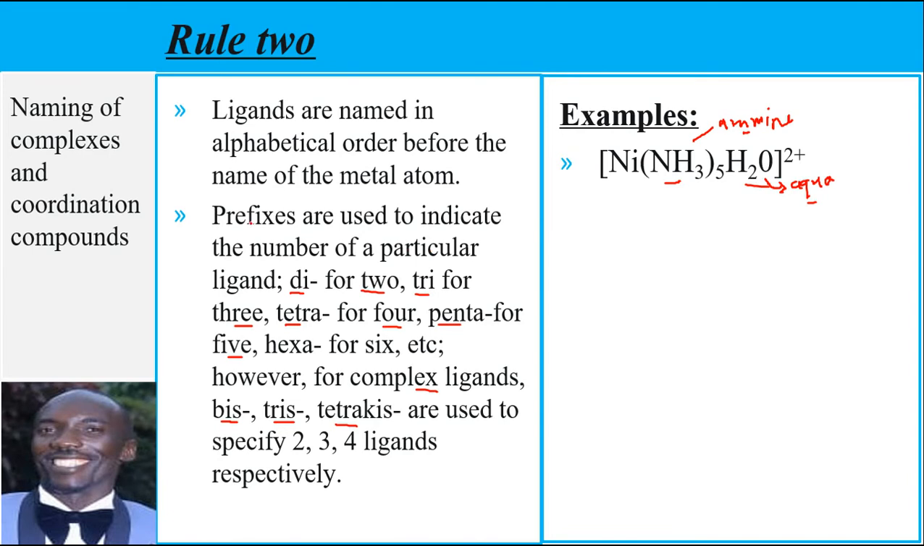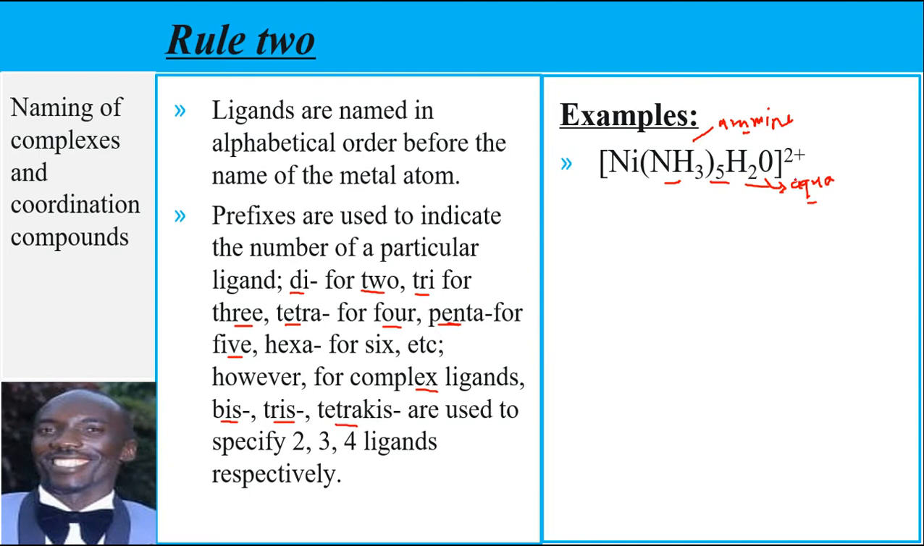Then we got the second bullet. Prefixes are used to indicate the number of particular ligands. So here we have our ammonia, or what we call amine in this case. Now we need to indicate the number of those ligands, the number of amine ligands. How many are they? There are 5. And we say that if there are 5, we use the word penta. Then for water it is 1, so we just leave it the way it is. You can use the word mono, or you can leave it the way it is.